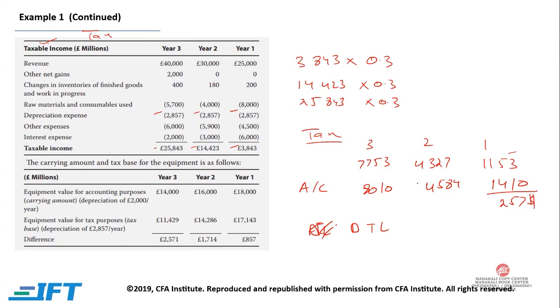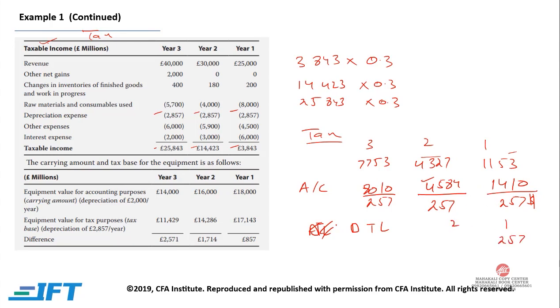So this is our liability. Again, 4,584 minus 4,327, the difference is 257. This is what we should be paying. We paid 4,327 according to tax books. Accounting is 8,010, and for tax purposes it is 7,753. Again, the difference is 257. So this is our liability. The first year liability is 257.